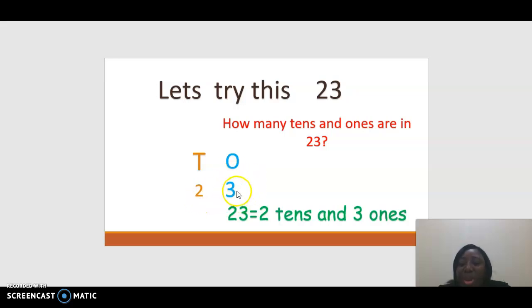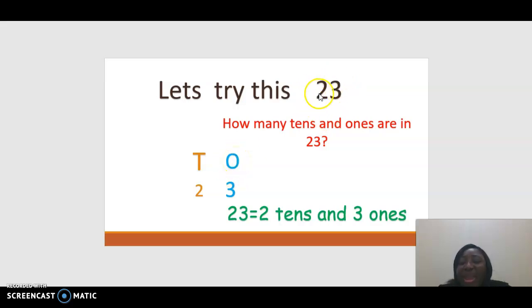Now the number 2 and 3 makes the number 23. So right under my tens, I have the number 2, which tells me how many tens are in 23. Next to my tens, I've got the number 3, which tells me how many ones are in 23. So the number 23 has got 2 tens and 3 ones. How did I know that? I had written T for tens and O for ones.